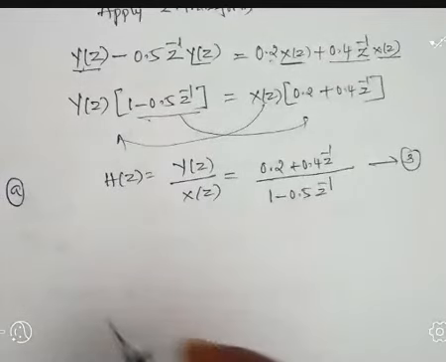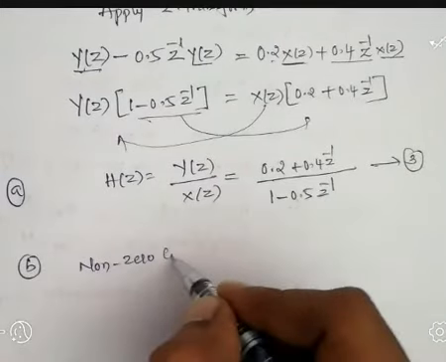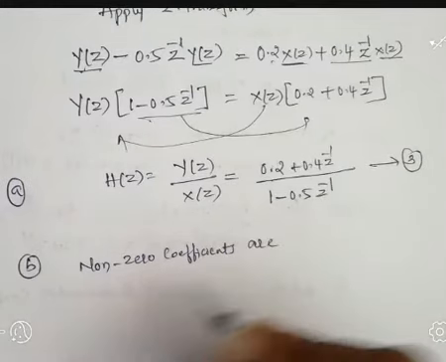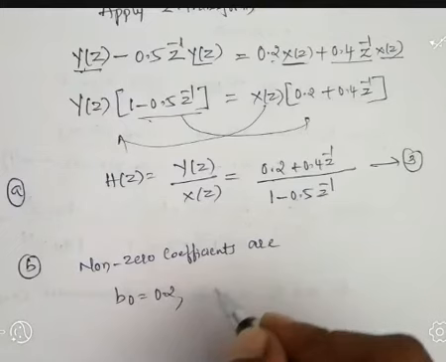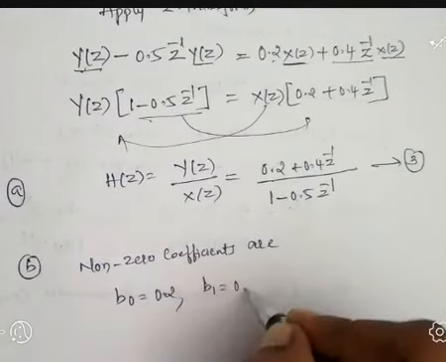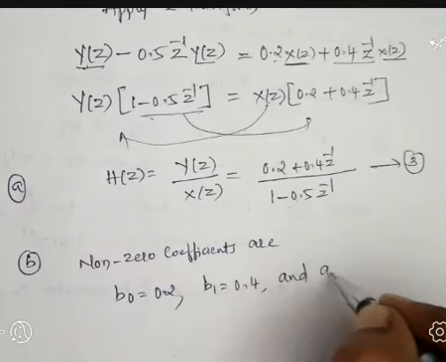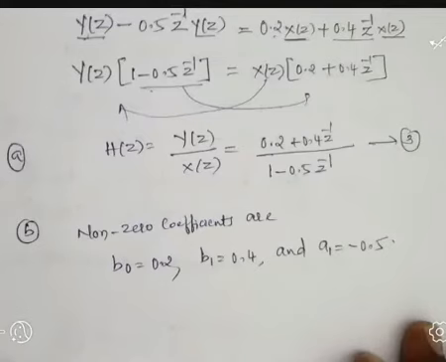B is what? Non-zero coefficients. The non-zero coefficients are b naught equal to 0.2, b1 equal to 0.4, and a1 equal to minus 0.5. Okay, the b part is completed. Let us move on to the c part.